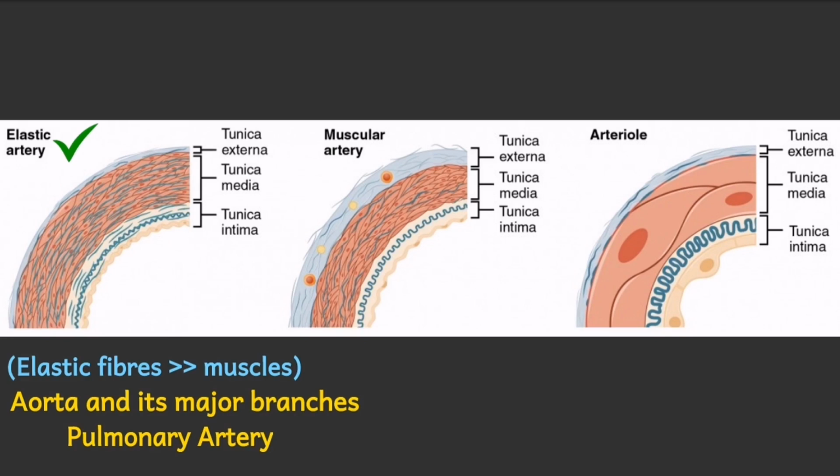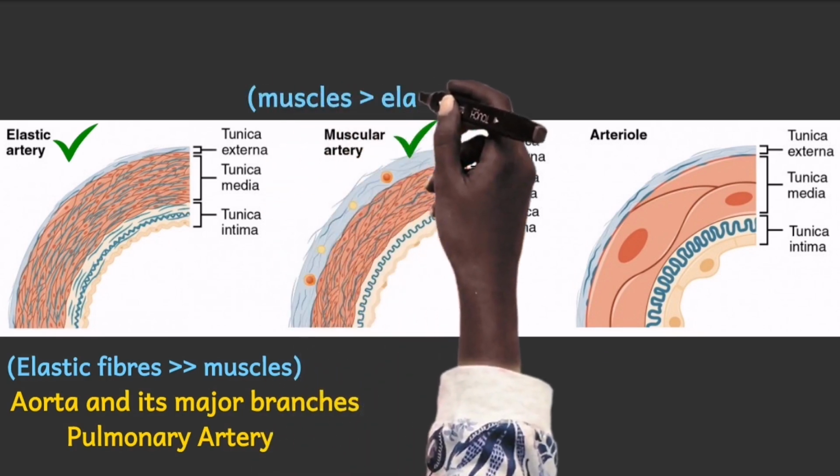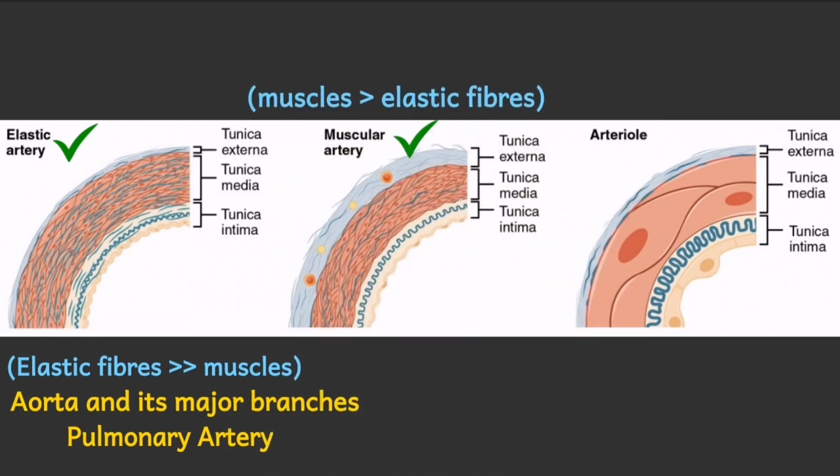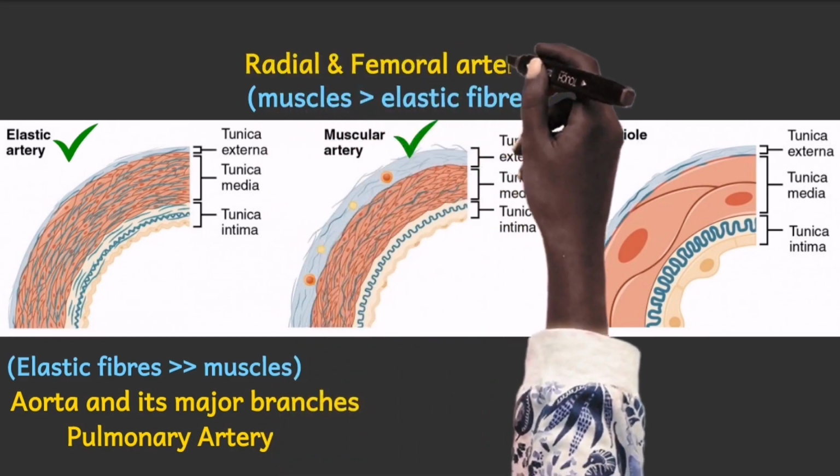Then the next group is the muscular artery. In the muscular arteries, the smooth muscles are more than the elastic fibers. They are the branches or sub-branches of the major branches of the aorta. They include arteries like the radial artery and the femoral artery.